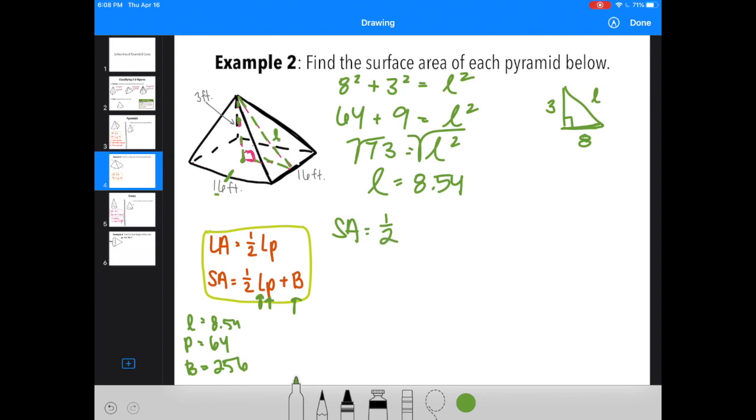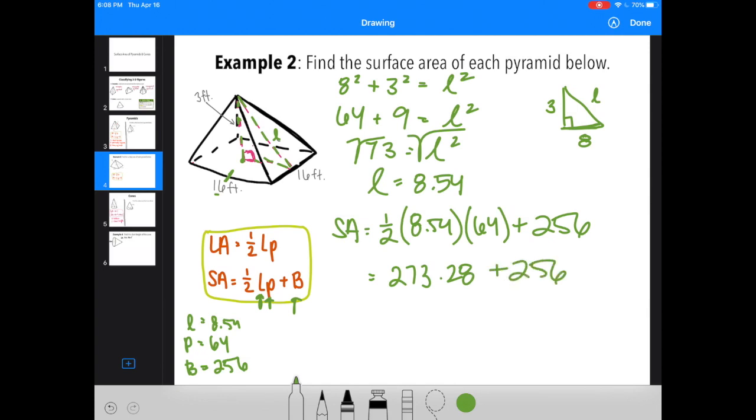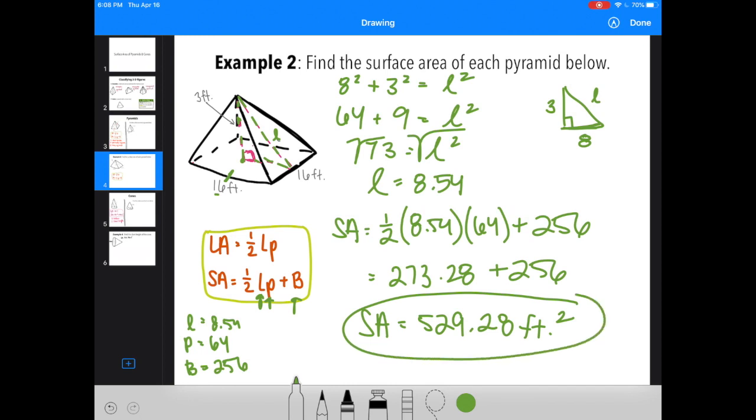All right, plug her in. Surface area is equal to 1/2 times 8.54 times 64 plus 256. 8.54 divided by 2 times 64 gives me 273.28, plus 256 to give me a surface area of 529.28 feet squared. Winner, winner, chicken dinner.